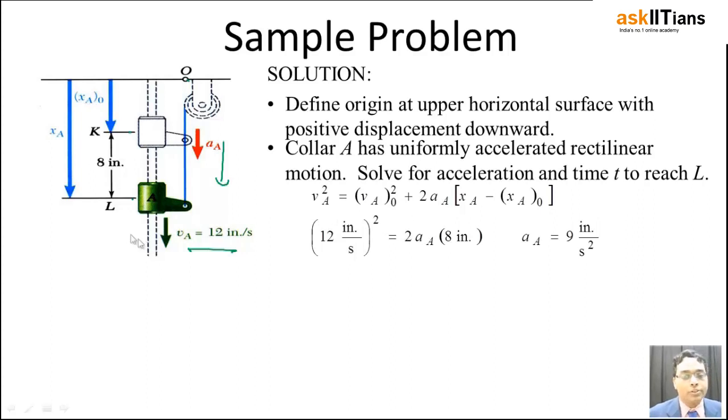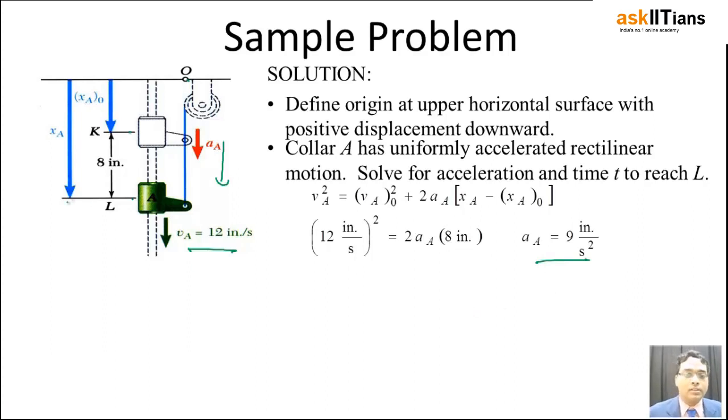For this, the final velocity of the collar A is going to be given by VA naught square plus twice of A into XA minus XA naught. So this is how the velocity is going to be. If I solve this out, what will we get? We'll get 12 square. If I put in all these values, that gives me the value of acceleration to be equal to 9 inch per second square.